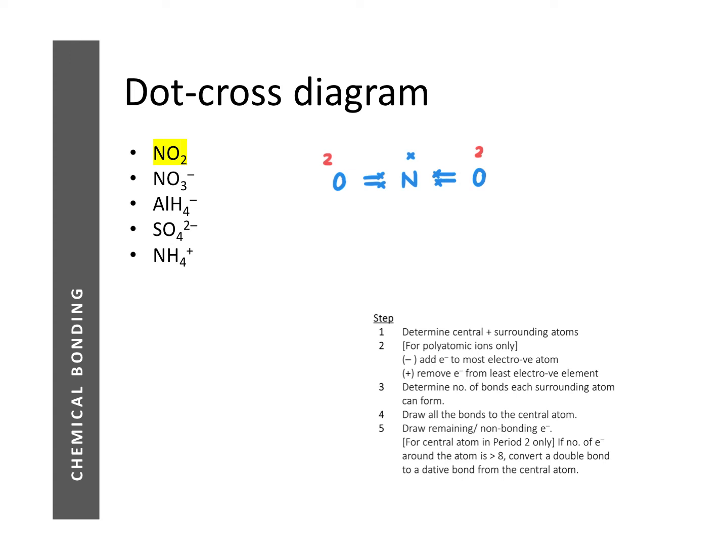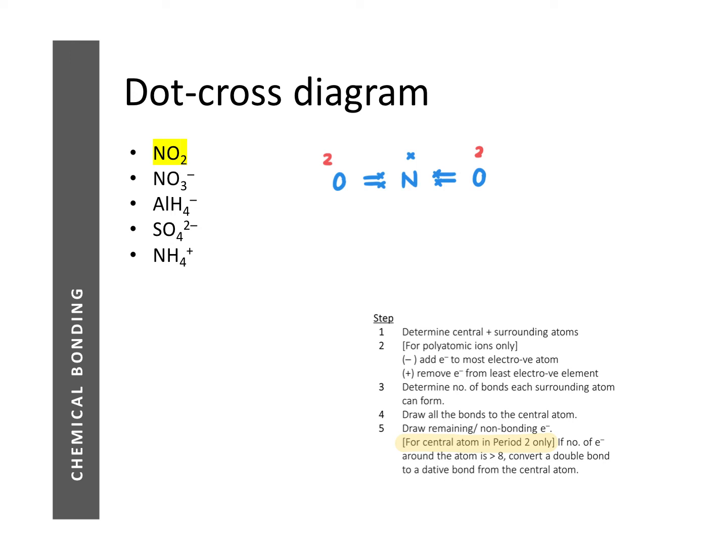So in this case, if your central atom is in period 2, you need to apply this rule. For central atoms in period 2 only, if the number of electrons around the atom is more than 8, then you need to convert a double bond to a dative bond from the central atom.